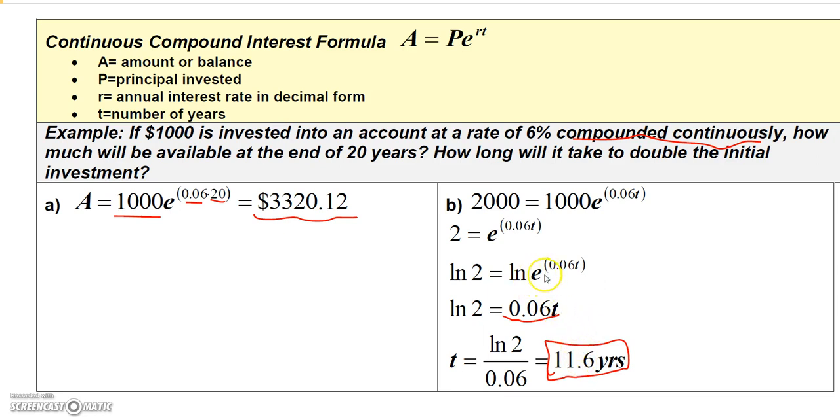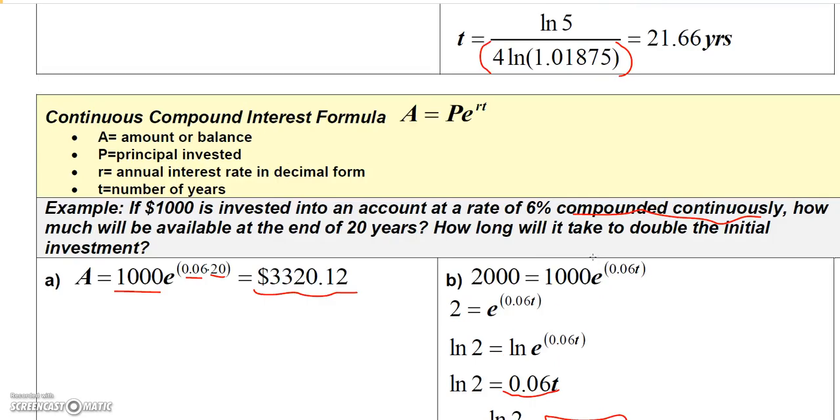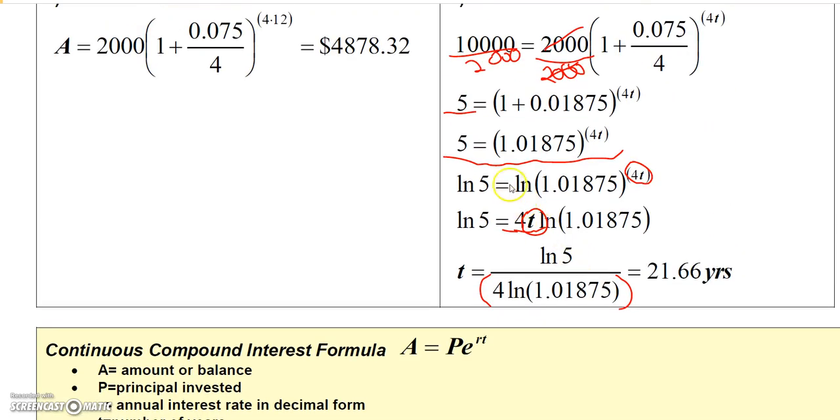Now, let me just mention this. Here, I took the natural log of e to a power, and since the base of the natural log is e, and this base is e, that allows me to just eliminate this and write the power. I couldn't do that on the previous problem, because even though here the base is e, the base of this expression wasn't e. The base of this expression was 1.01875. So I had to use a different property there to rewrite this.